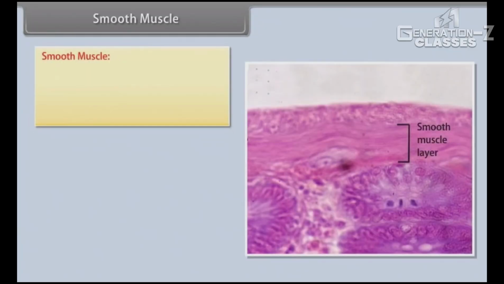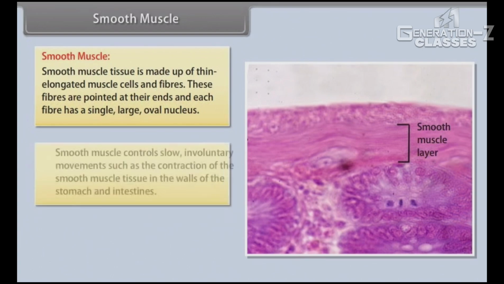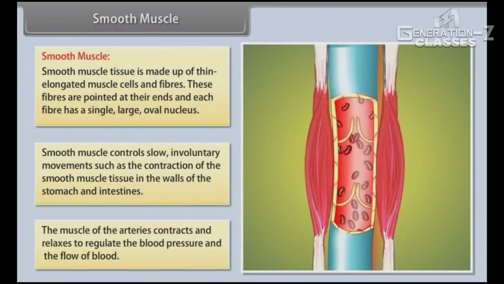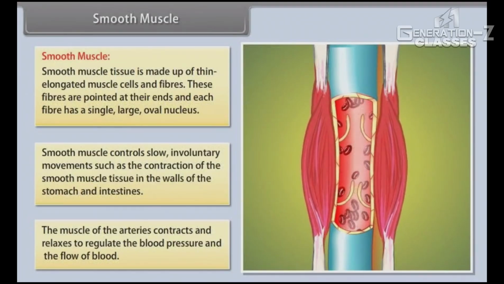Smooth muscle. Smooth muscle tissue is made up of thin elongated muscle cells and fibers. These fibers are pointed at their ends, and each fiber has a single large oval nucleus. Smooth muscle controls slow, involuntary movements such as the contraction of the smooth muscle tissue in the walls of the stomach and intestines. The muscles of the arteries contract and relax to regulate the blood pressure and the flow of blood.